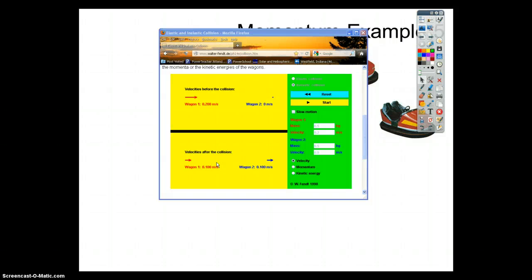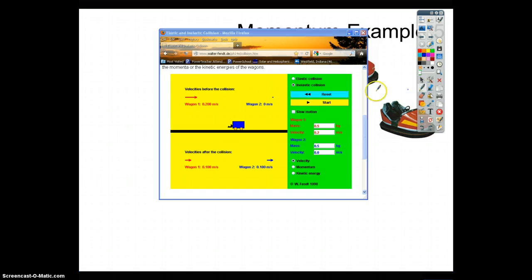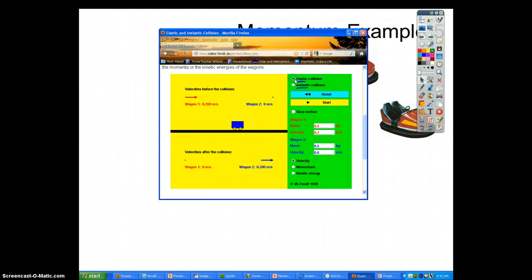Alright, this is momentum example number 5, and before we start this one we need to go through and talk a little bit about the difference between an elastic and inelastic collision. On this applet I'm going to choose elastic collision. I have a little blue wagon that is not moving at all, and another wagon with an initial speed of about 0.2 meters per second. The mass of both cars is exactly the same, and we're going to do an elastic collision first.